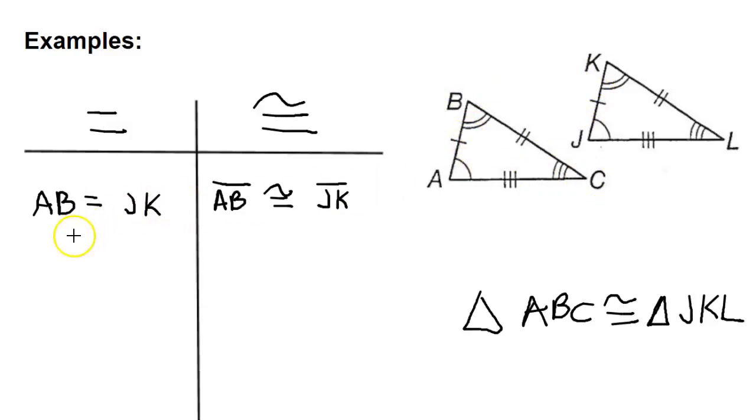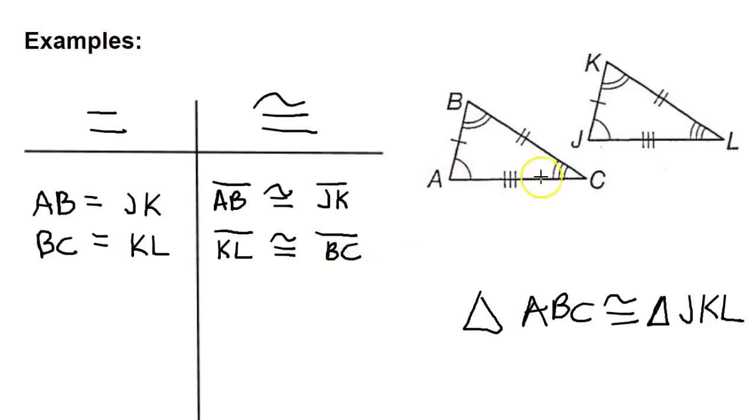If I'm talking about BC, I would say that the length BC, because I'm talking about a length here, I don't need the little symbol on top, is equal to KL, because BC corresponds to KL. And for congruent, if I don't know their lengths, I would simply say that line segment KL is congruent to line segment BC.